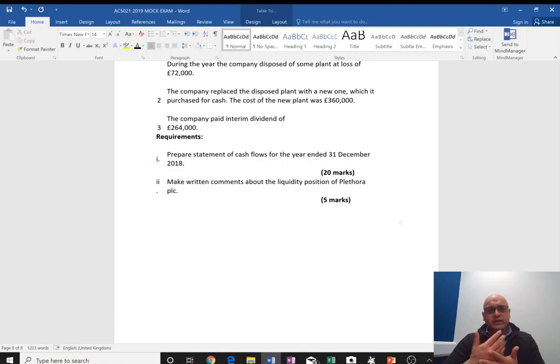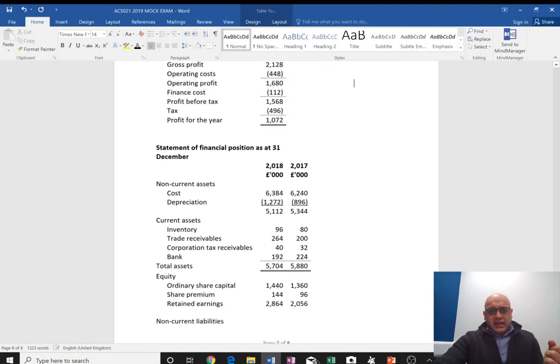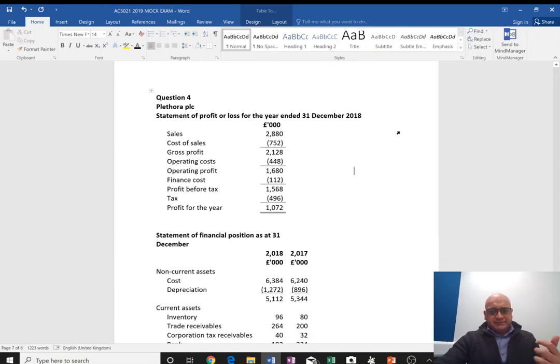That's requirement one. And the second one is that we need to make some written comments about the company's liquidity position by looking at the statement of cash flow that we are going to create. And the information given to us contains a typical statement of profit or loss. You can see typical items like sales, cost of sales, gross profit, operating costs, operating profit, finance cost, profit before tax, tax and profit for the year.